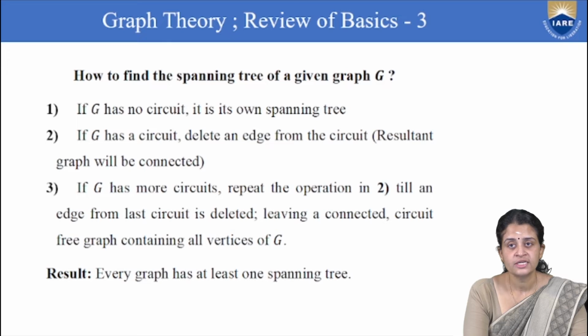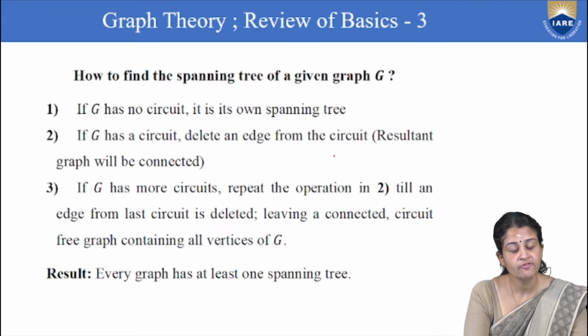If G has more circuits, repeat the process in step 2 until an edge from every circuit is removed. That is, till an edge from the last circuit is deleted, leaving a connected graph which is circuit free, containing all the vertices of G. That is, every graph has at least one spanning tree.